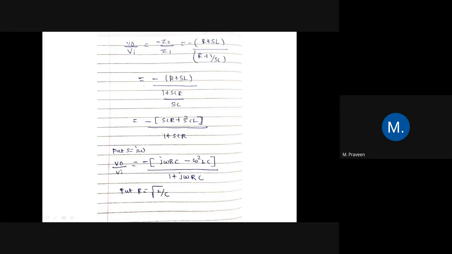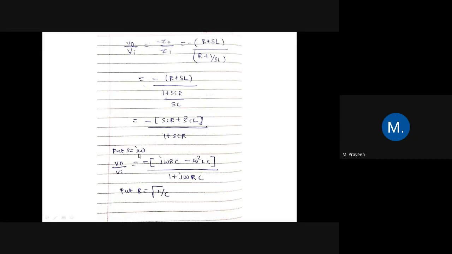Now we simplify the numerator and denominator. In the denominator we have SC, so cross multiplying gives 1 plus SCR divided by SC, and this SC moves to the numerator. The simplified equation is minus SCR plus S square CL divided by 1 plus SCR. Now we replace S by J omega, so V naught by VA is equal to minus of J omega RC minus omega square LC divided by 1 plus J omega RC.